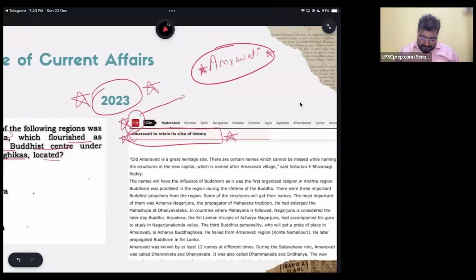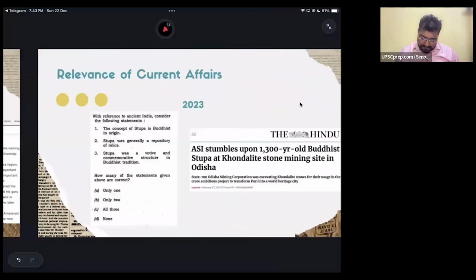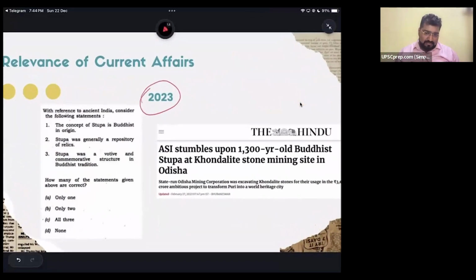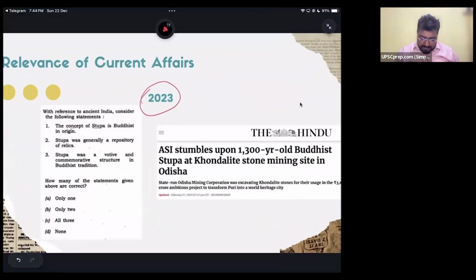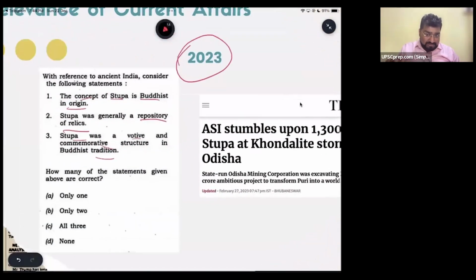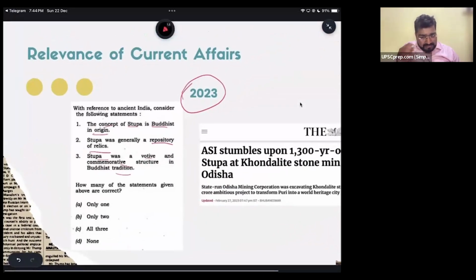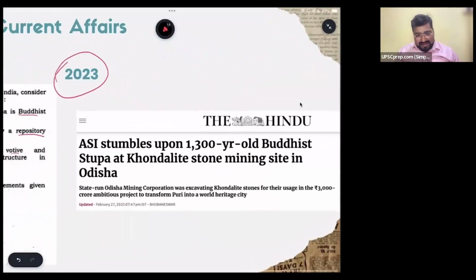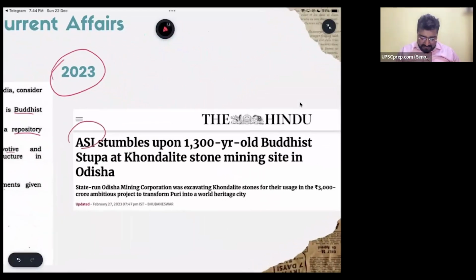Okay, fine. Again, in 2023, see, the concept of stupa is Buddhist in origin. Stupa was generally a repository of relics. Stupa was a votive of the Buddhist tradition. Why might the question have been asked? Again, there are possibilities. Here we are discussing it as a possibility because stupa is part of your static syllabus as well. But there were many articles with respect to the discovery of a stupa by the Archaeological Survey of India.